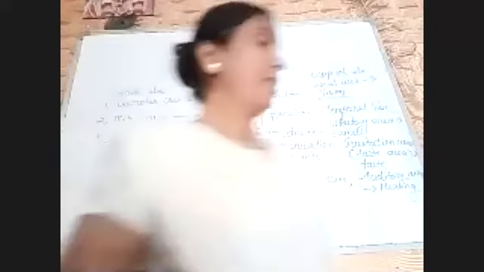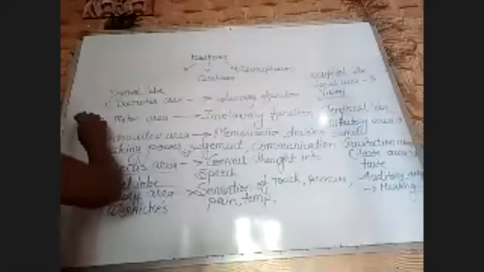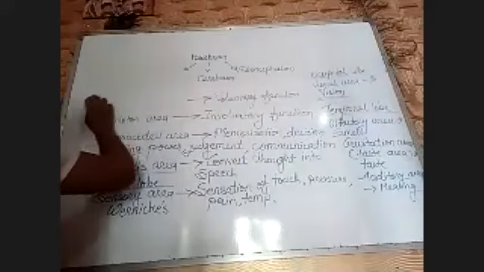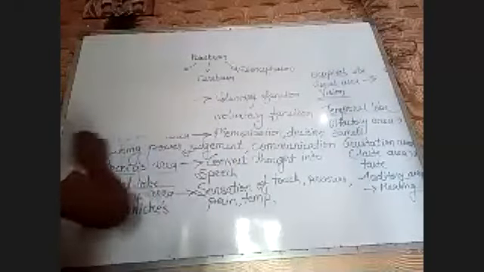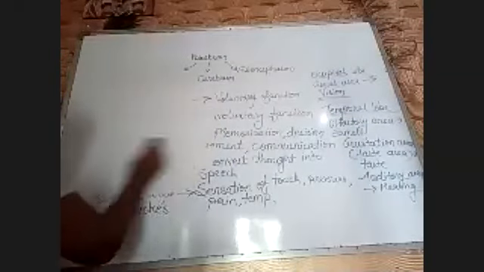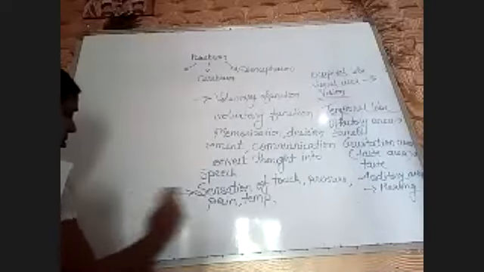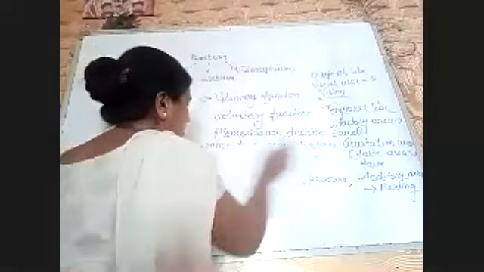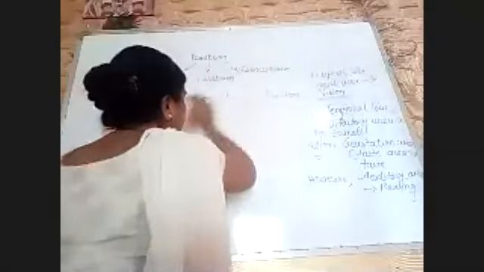Okay. So see, this is all about the cerebrum. Here, the cerebrum is supplied by the cerebral artery. It's called the carotid artery.